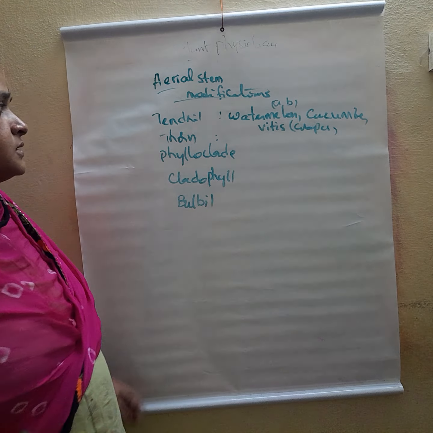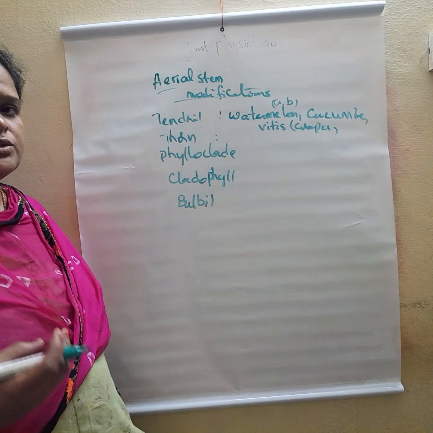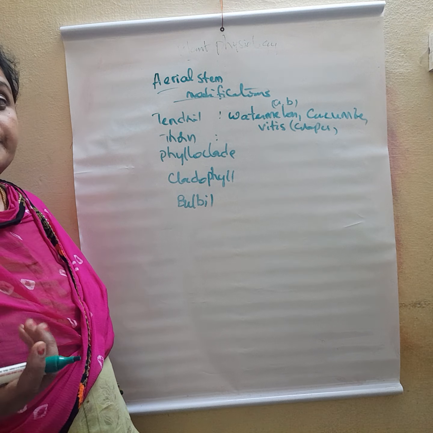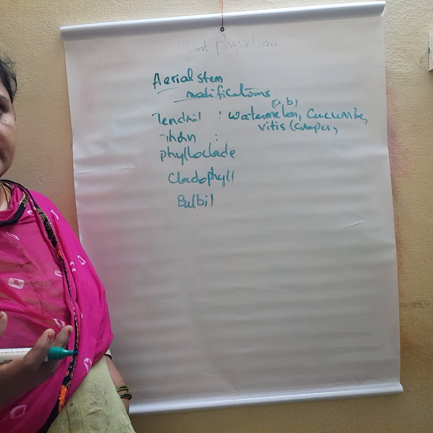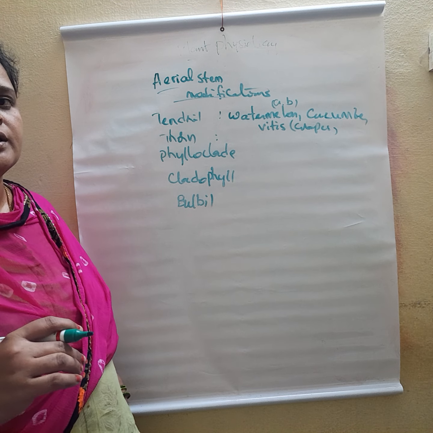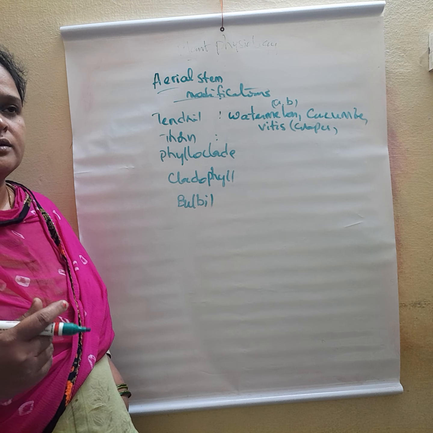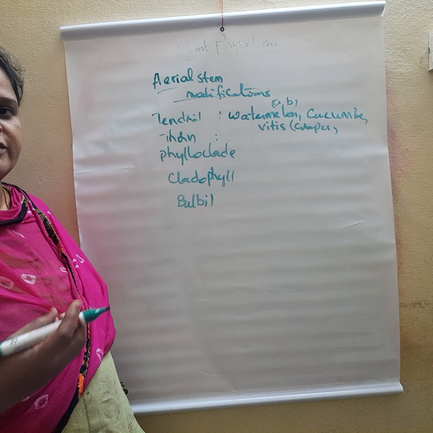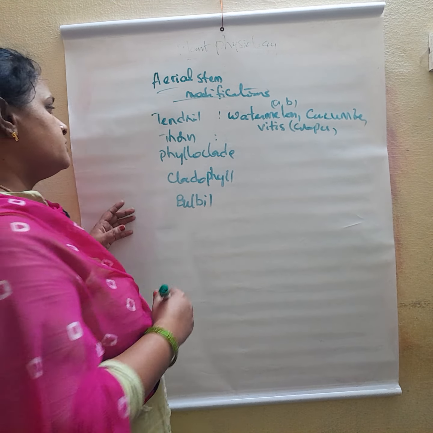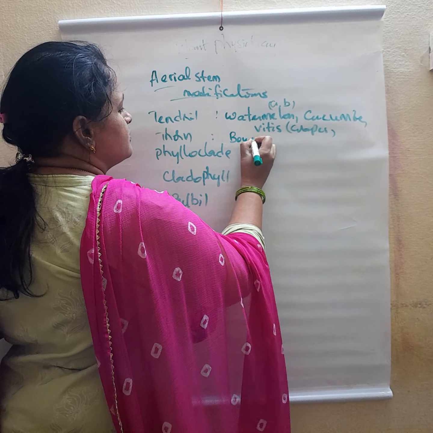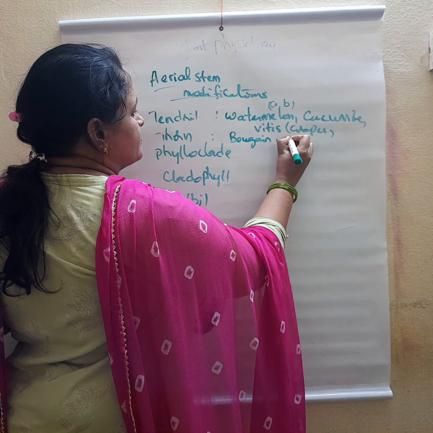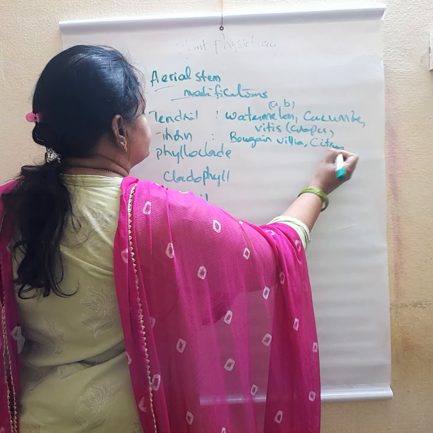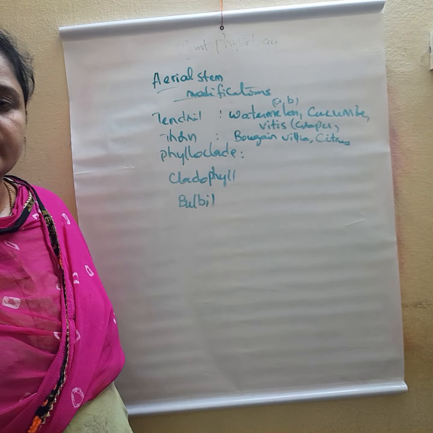right? So coming to the thorns, thorns usually means sharp pointed structures, right? They help in protection. They mainly concern protection. If any animal comes to eat this plant, it will be protected by these thorns, right? So examples are bougainvillea and citrus, right?